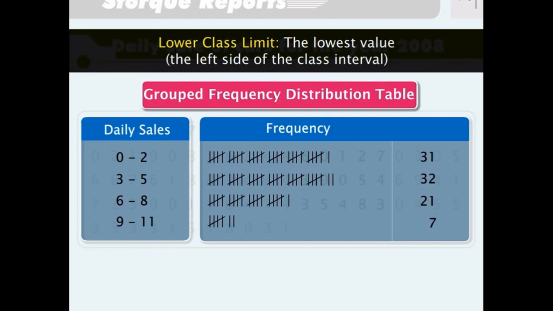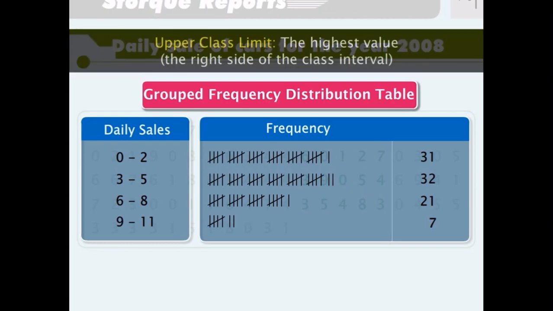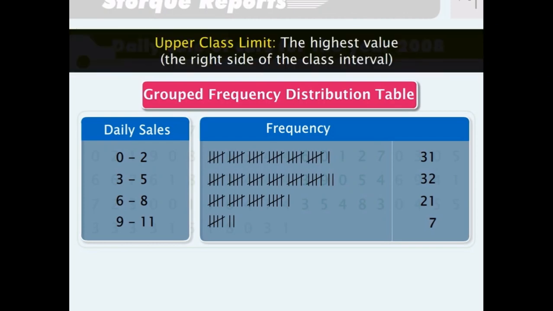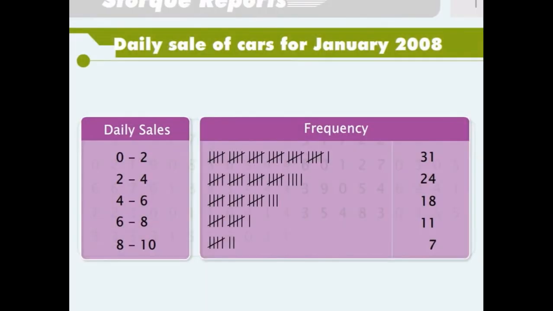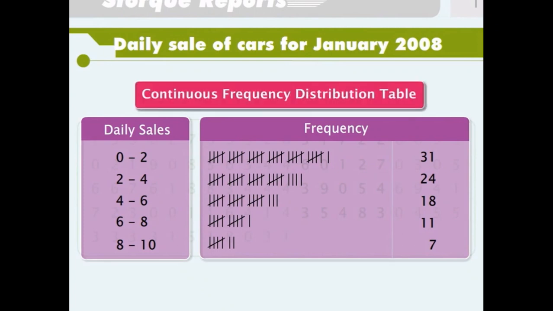In a class interval, the lowest value or the left-hand value is called the lower class limit, and the highest value or the right-hand value is called the upper class limit. For example, in the class interval 6 to 8, 6 is the lower class limit and 8 is the upper class limit. Now observe this frequency distribution table. Here, the upper limit of a class interval is the lower limit of its subsequent class interval. Such a frequency distribution is called a continuous frequency distribution table.